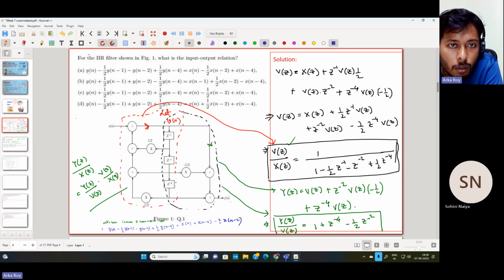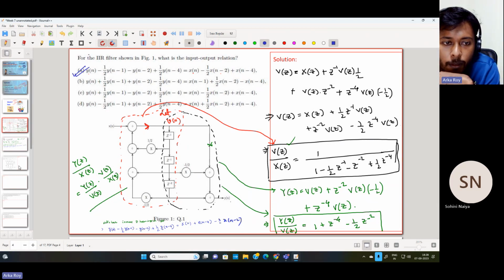Okay, so let's start matching the options. So y(n) minus half of y(n minus 1), y(n minus 2), half of y(n minus 4), x(n) minus half of x(n minus 2), and followed by a plus x(n minus 4). So in this particular question, option A is the correct answer. Let's move to the next question.